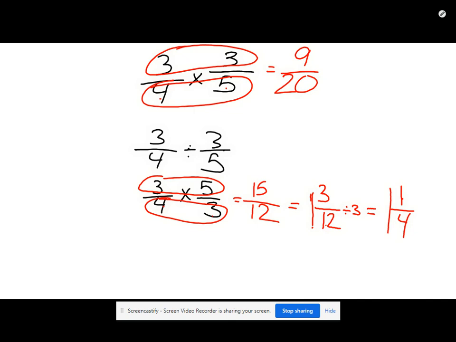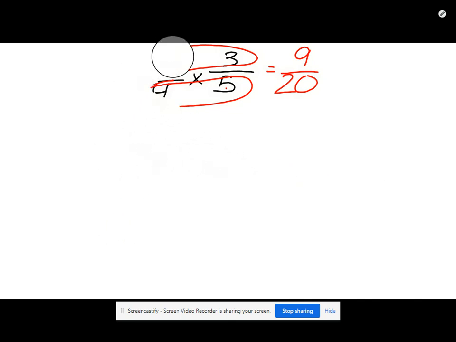How are we feeling about fractions? Is it coming back? Yes. We're remembering? Let's talk about those algebraic expressions that we started our unit on, because algebra will be on our test.